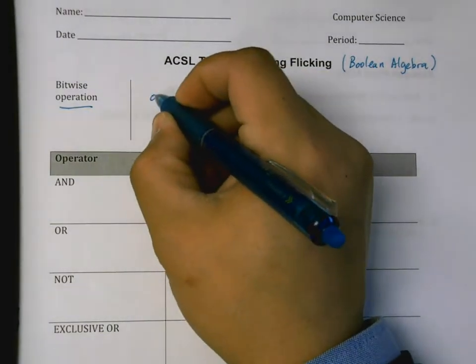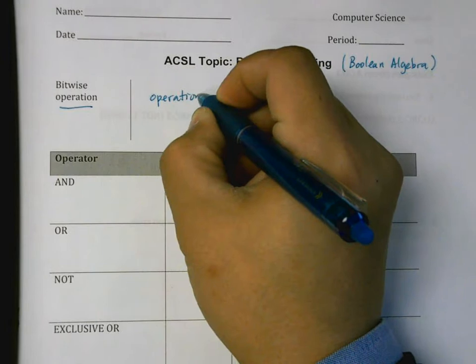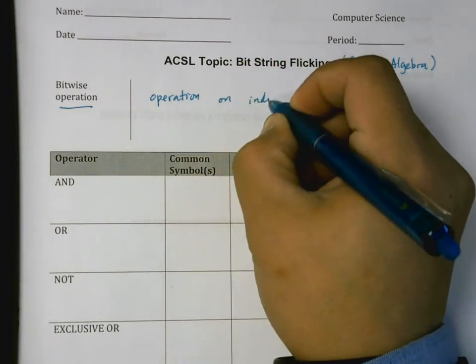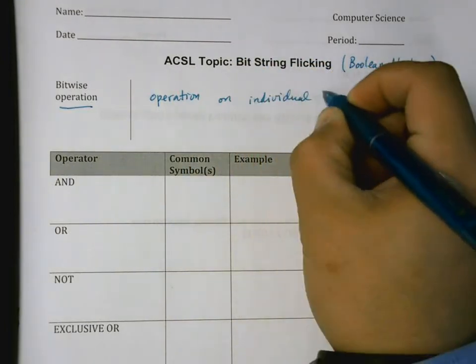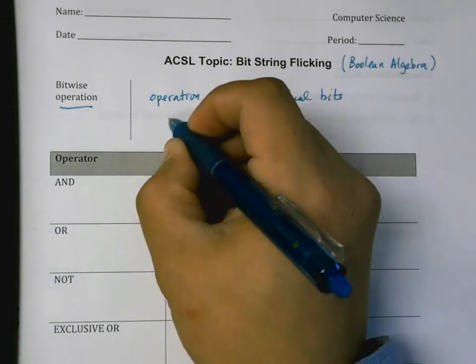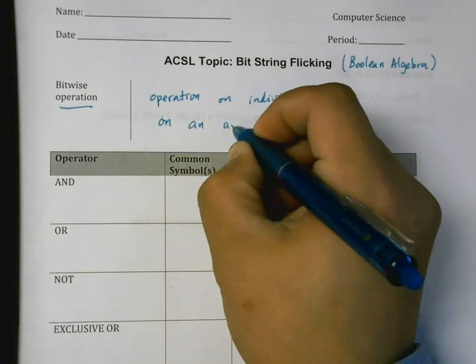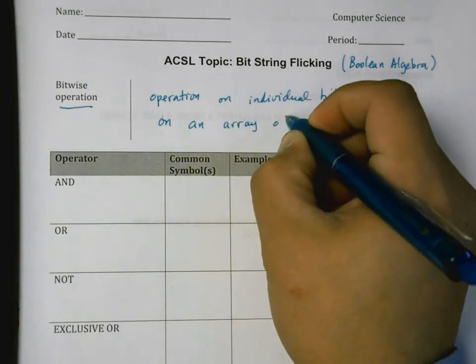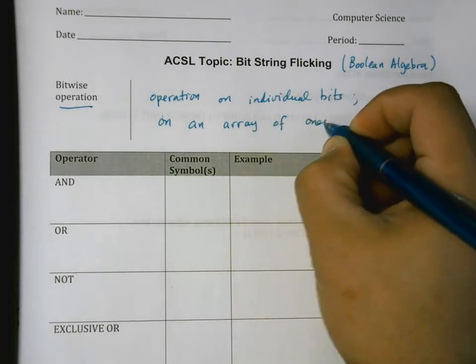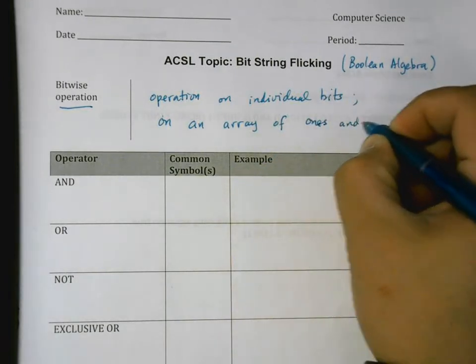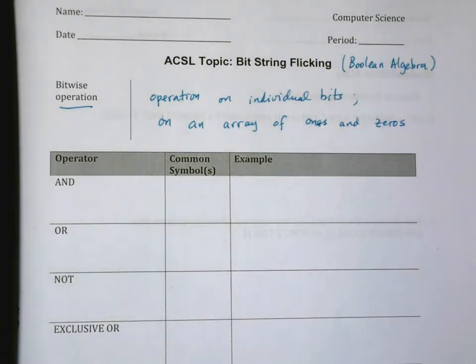It's an operation on individual bits, or in other words, on an array of ones and zeros. So imagine you had an array that's filled with just ones and zeros, and we're going to perform some operations on that array.